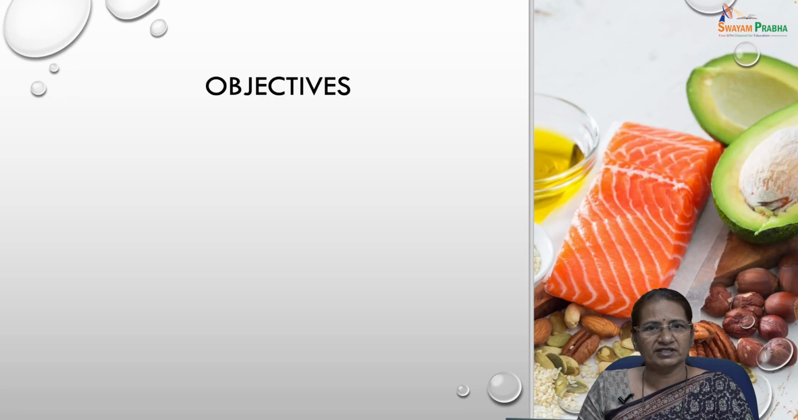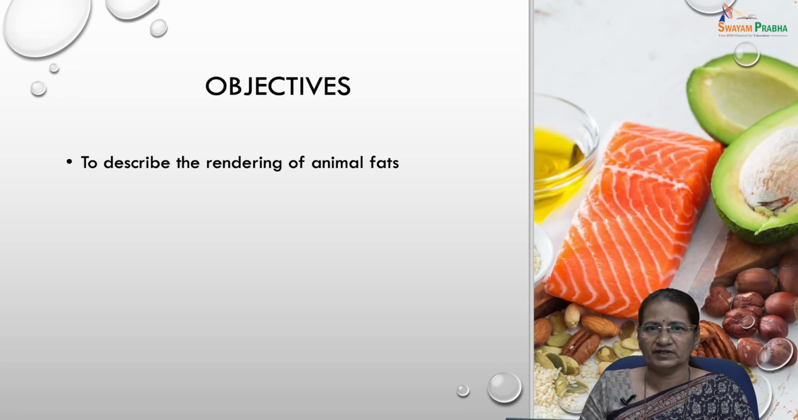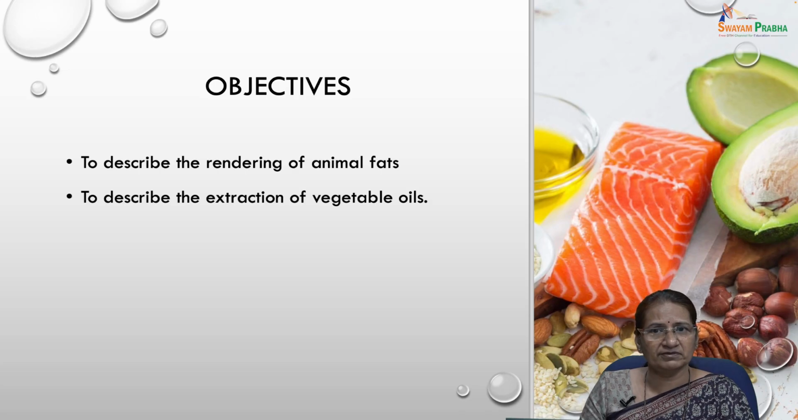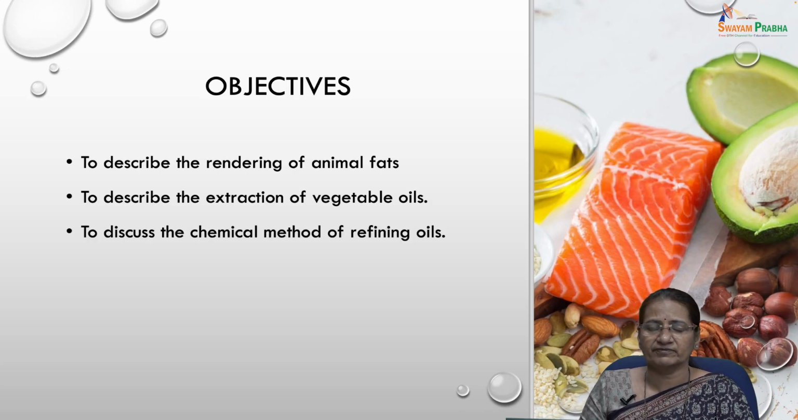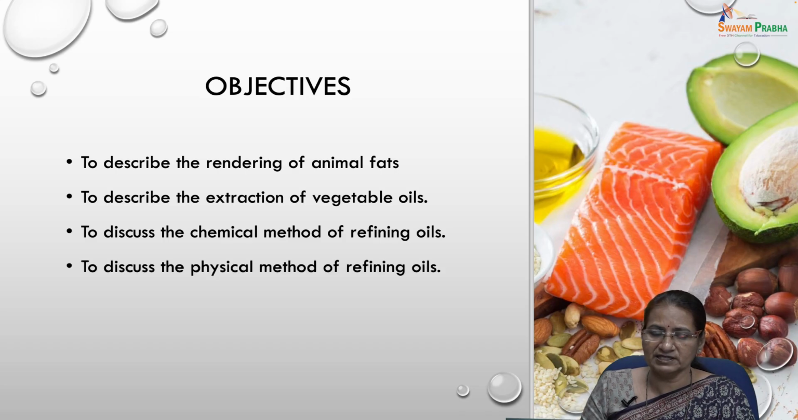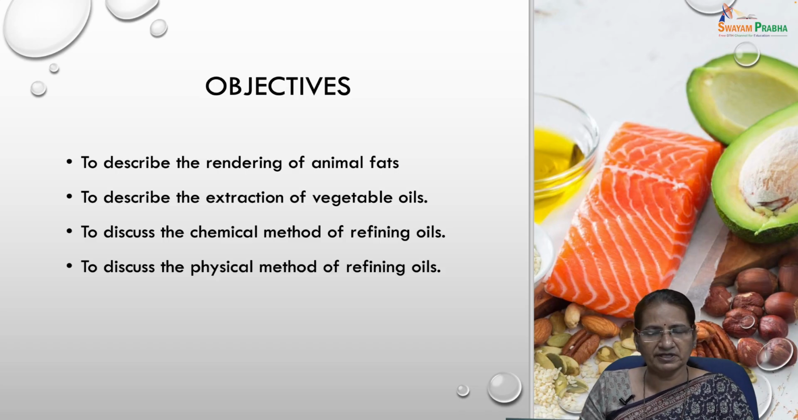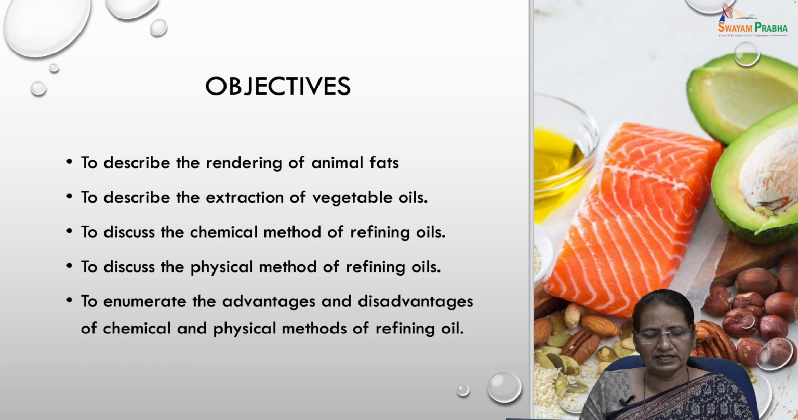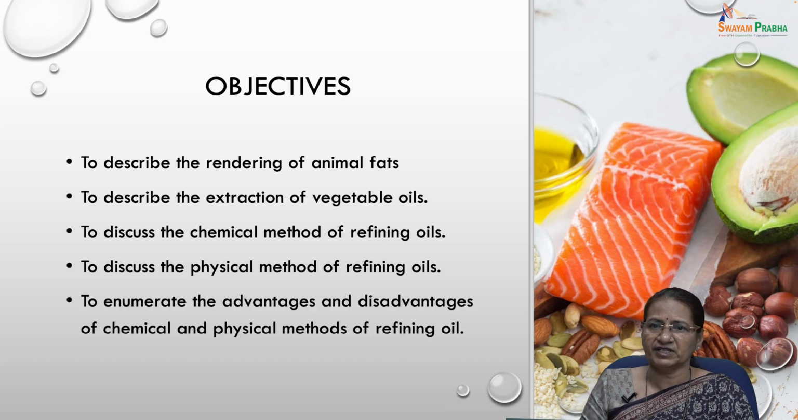Now, the objectives of this module are: after studying this module, the learners will be able to describe the rendering of animal fats, to describe the extraction of vegetable oils. They will be able to discuss the chemical method of refining oils. Students will be able to discuss the physical method of refining oils and enumerate the advantages and disadvantages of chemical and physical methods of refining oil.